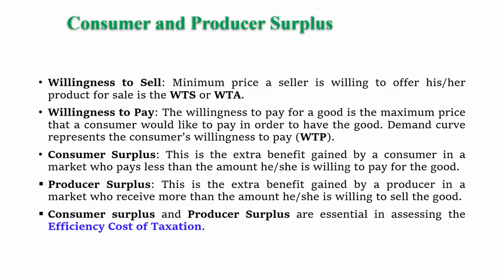Now, both the consumer surplus and the producer surplus are essential in assessing the efficiency cost of taxation. So we are going to discuss this later on in this lecture. We're going to see how taxes create inefficiency in the market, and how it results in deadweight loss. So these are all issues that we are going to discuss in this lecture. So let's move forward.